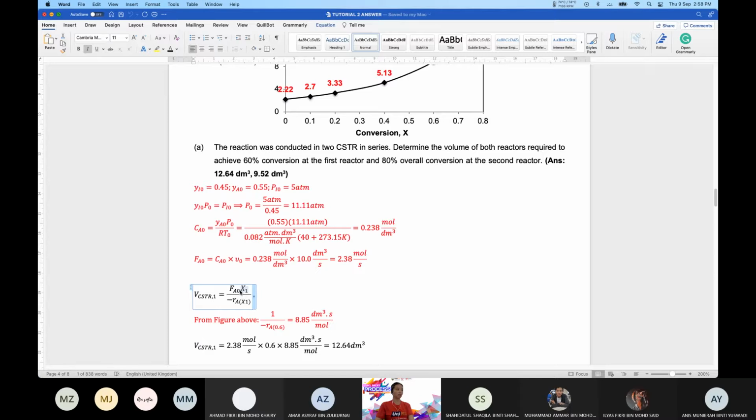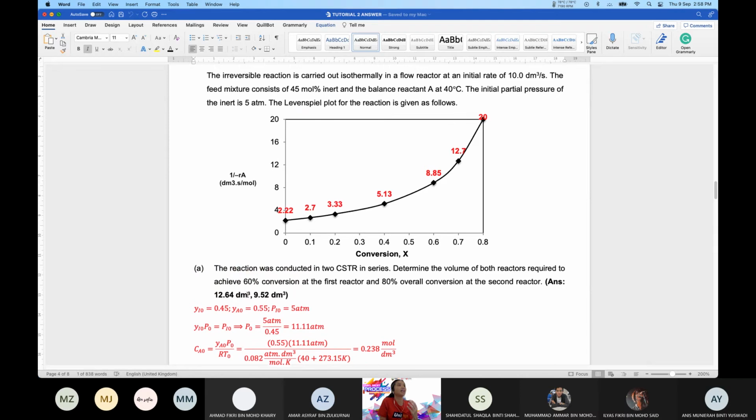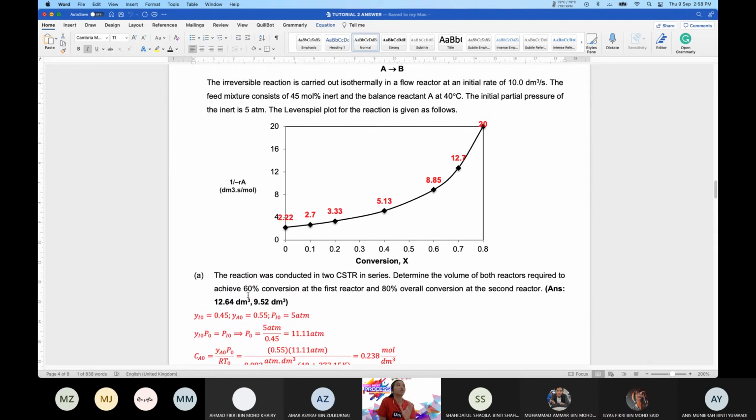So tinggal FA0. Okay, so now FA0 yang jadi masalah. Okay, why? FA0 tu apa? FA0 tu inlet molar flow rate of A. Okay, so if you realize kalau inlet molar flow rate, dimension dia mesti mole per time. Okay, so kalau kamu perasan dalam soalan, kita tak ada satu pun information yang beri kita directly mole per time. Ada pun sini dm cube per second, dm cube volume per time. Tapi kita kalau nak guna FA0, dia mesti mole per time.